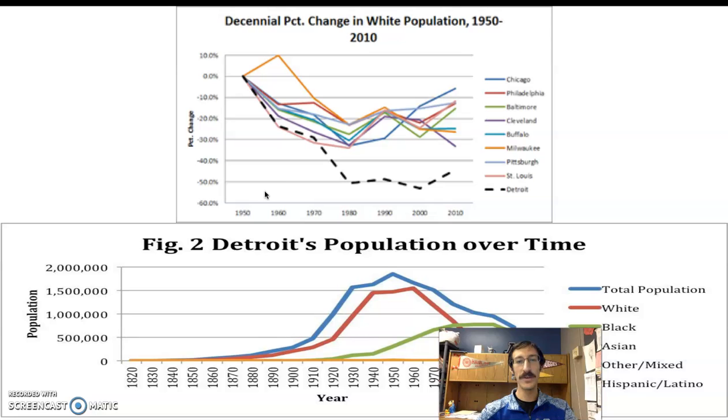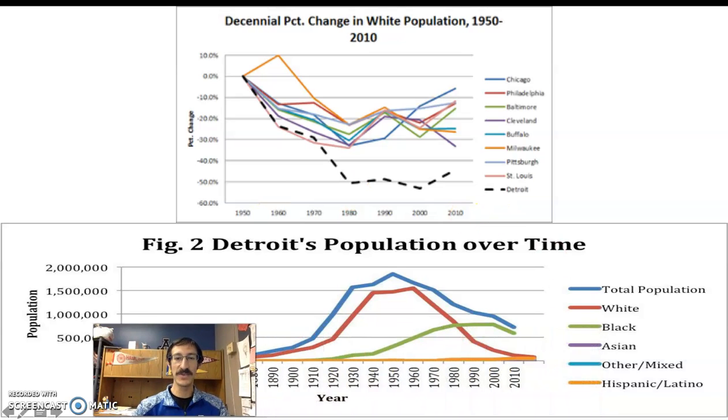So when we look at populations of the major cities, all right, you can kind of see a lot of major cities were already losing population to begin with. So this is 1950 to 2010. Okay, here's 50, and then that decreasing number. So, no, sorry, this is the percent change in white population, not overall. I apologize.